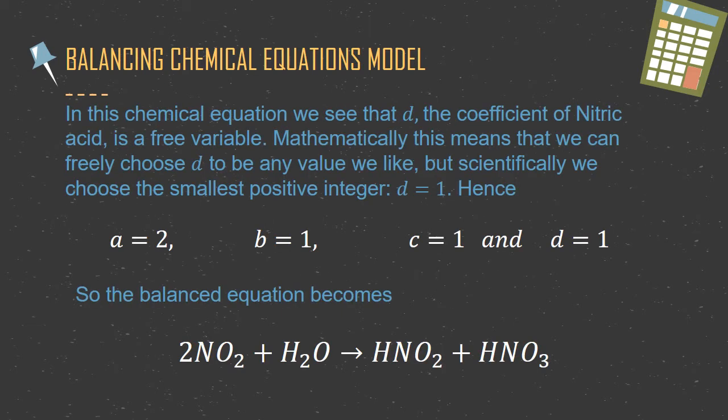In this chemical equation, we see that D, the coefficient of nitric acid, is a free variable. Mathematically, this means that we can freely choose D to be any value we like, but scientifically, we choose the smallest positive integer, which is 1. Hence, A is equal to 2, B is equal to 1, C is equal to 1, and D is equal to 1. So the balanced equation becomes 2 nitrogen dioxide plus 1 molecule of water yields HNO2 plus HNO3.